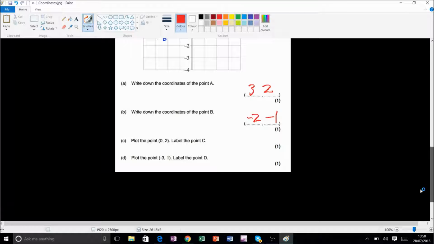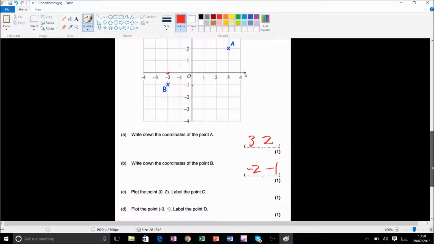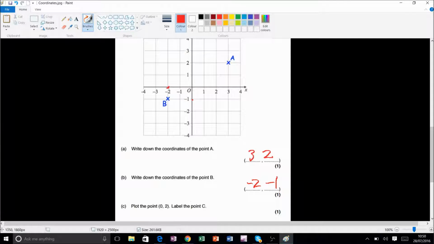For question C, it says plot the point 0, 2 and label the point C. So 0, 2 means we go across by 0 and then up by 2. We always start at our center point, which is 0 for the x and for y as well, so we stay at 0 across. Then we go up by 2. That is that point there, and we call it C.